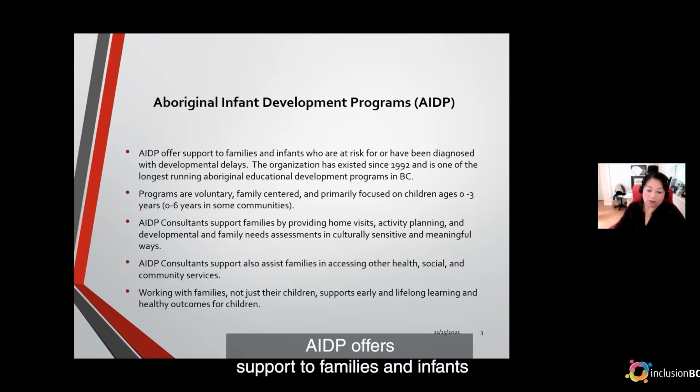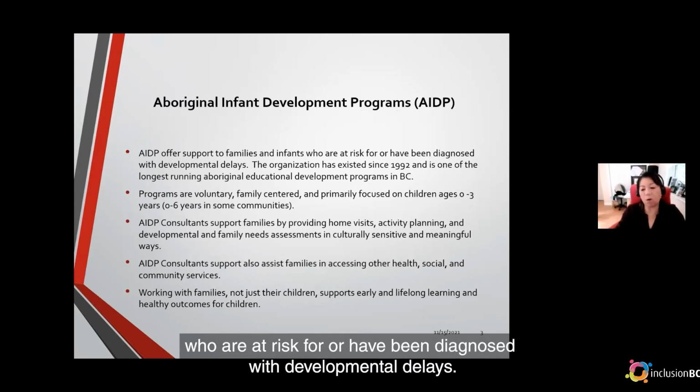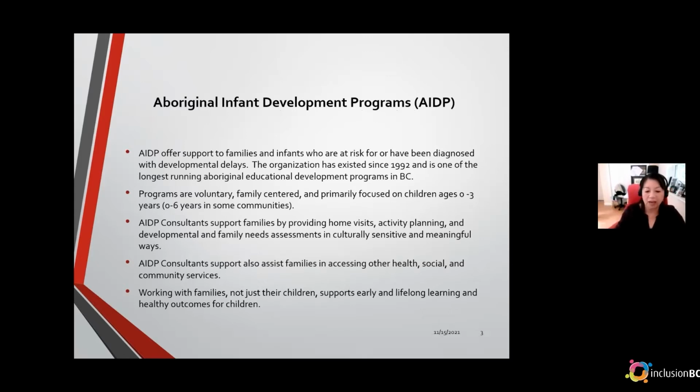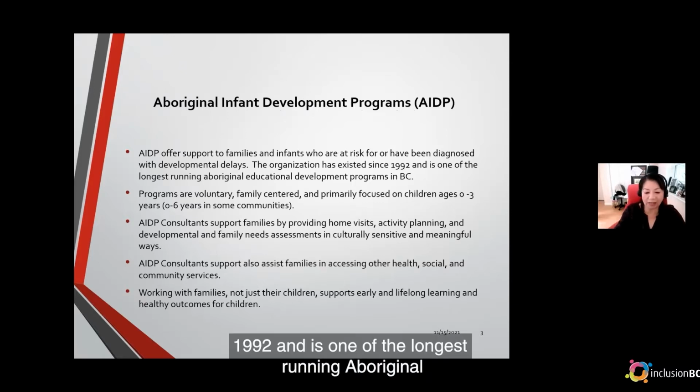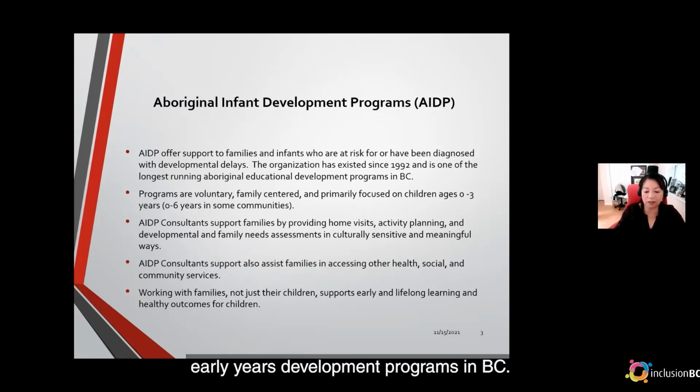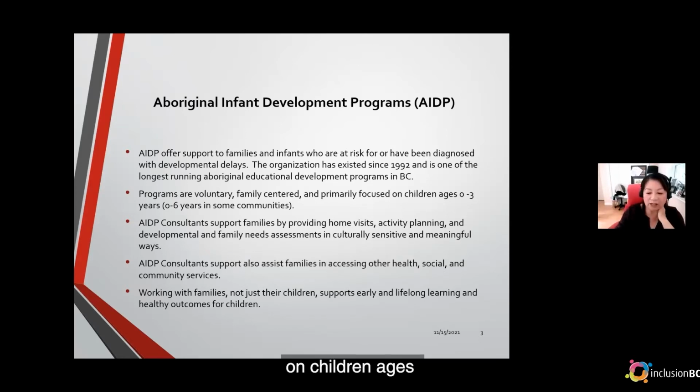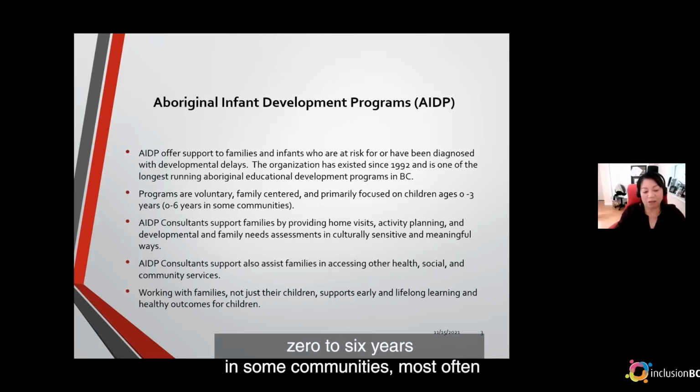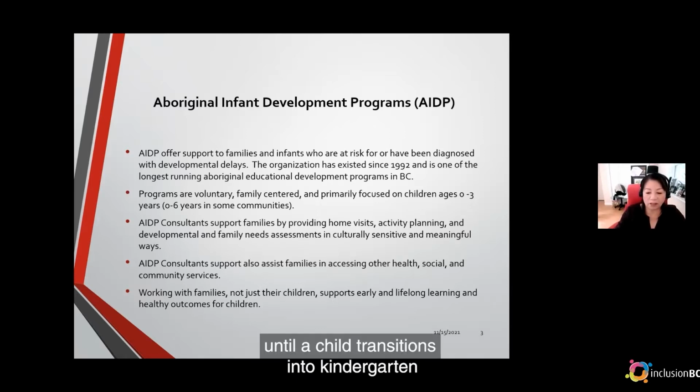AIDP offers support to families and infants who are at risk for or have been diagnosed with developmental delays. AIDP has existed since 1992 and is one of the longest running Aboriginal early years development programs in BC. Programs are voluntary, family centered, and primarily focused on children ages 0 to 6 years in some communities, most often until a child transitions into kindergarten, and then the school districts usually take over.